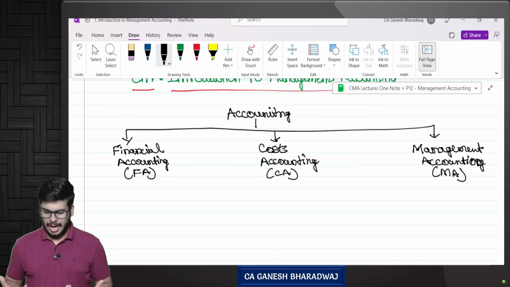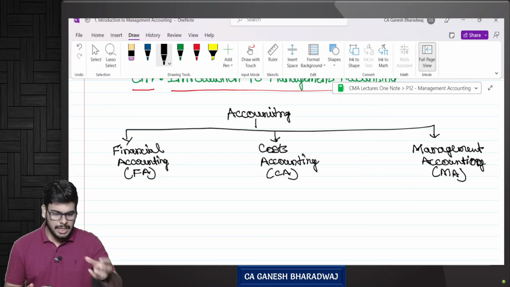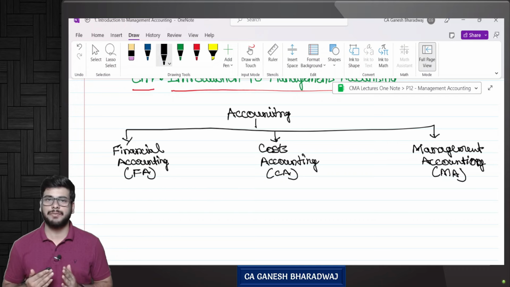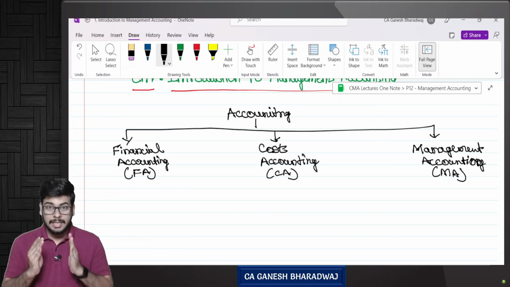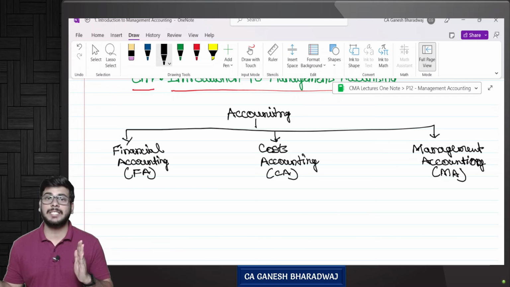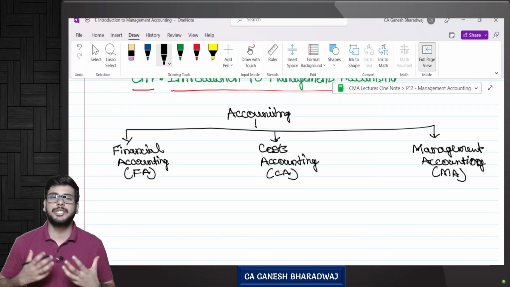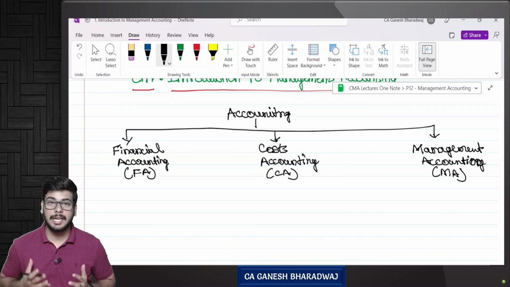Sir, why do we have this many types of accounting, classifications of accounting? Because each discipline or each branch of accounting has its own objective to achieve. Clear? So it is not like, sir, accounting is one. No, inside accounting, there are multiple aspects, multiple branches. Each branch has its own objective to fulfill, and that is the reason why we have different branches of accounting. Are you clear with this?